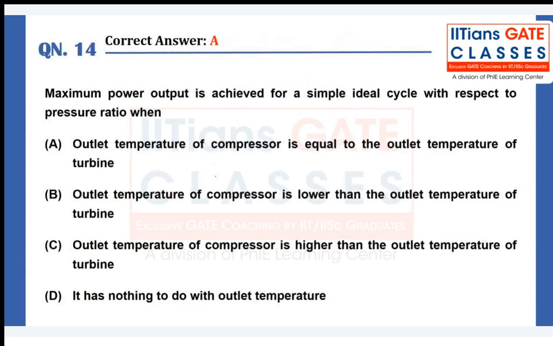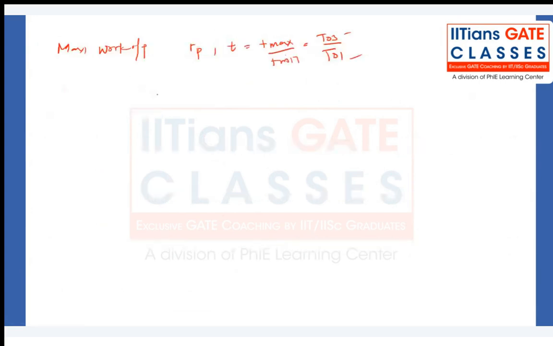Here, all the options are given with respect to outlet temperature of the compressor and outlet temperature of the turbine. So let us try to find that out. We know the condition of maximum work output is the pressure ratio should be square root of the temperature ratio raised to gamma by gamma minus 1. So this is the thing.